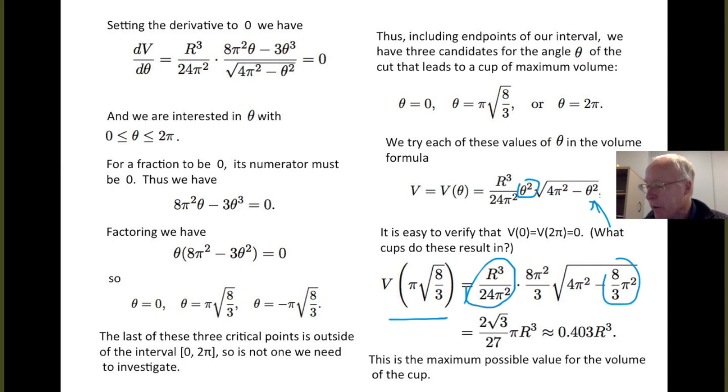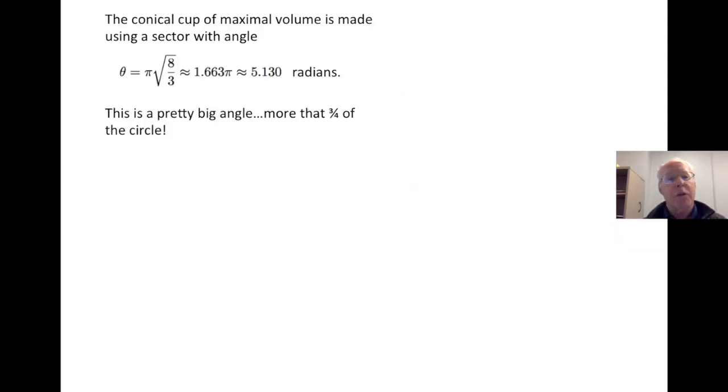We see that this comes out to be 2 square root of 3 over 27 times pi r cubed, which is about 4/10 of r cubed. And so this is the maximum possible volume for the cup. We could be done here, but let's go on and just talk about the solution a moment.